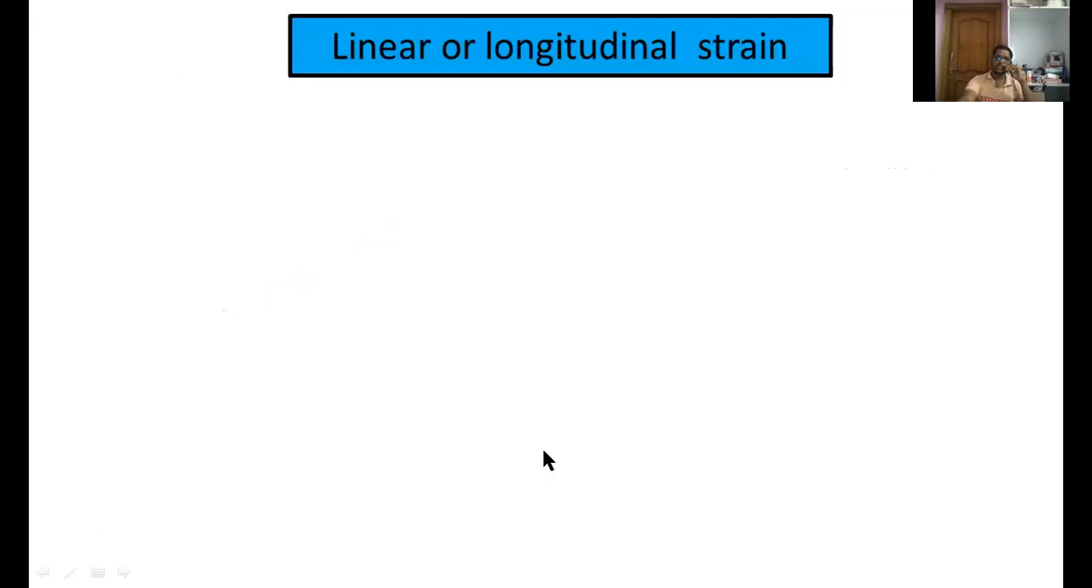Now I am going to explain about Poisson's ratio. Before explaining Poisson's ratio, first of all, you have to know the fundamentals about linear or longitudinal strain and lateral strain. So that's why I am going to explain about linear or longitudinal strain.